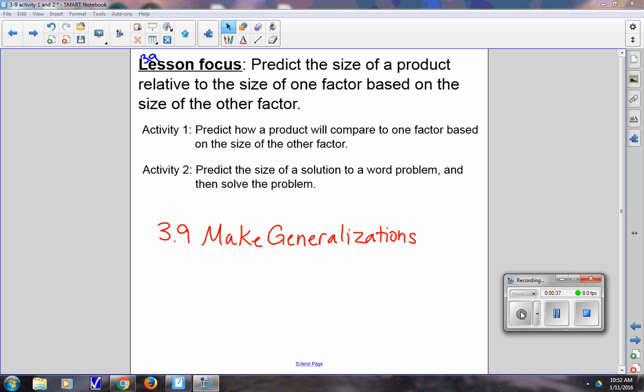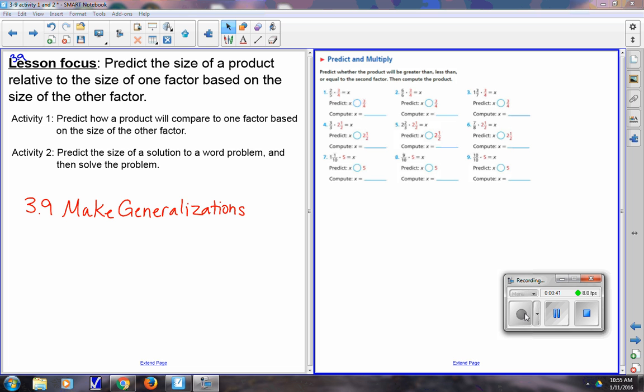So if we need to pause right here for you to write this down, this might be good for you. So the first thing we're going to do is predict how a product, that's the answer to a multiplication problem, will compare to one factor, which is one of the numbers being multiplied, based on the size of the other factor. So if you don't have this written down, you can go back tonight and look at it.